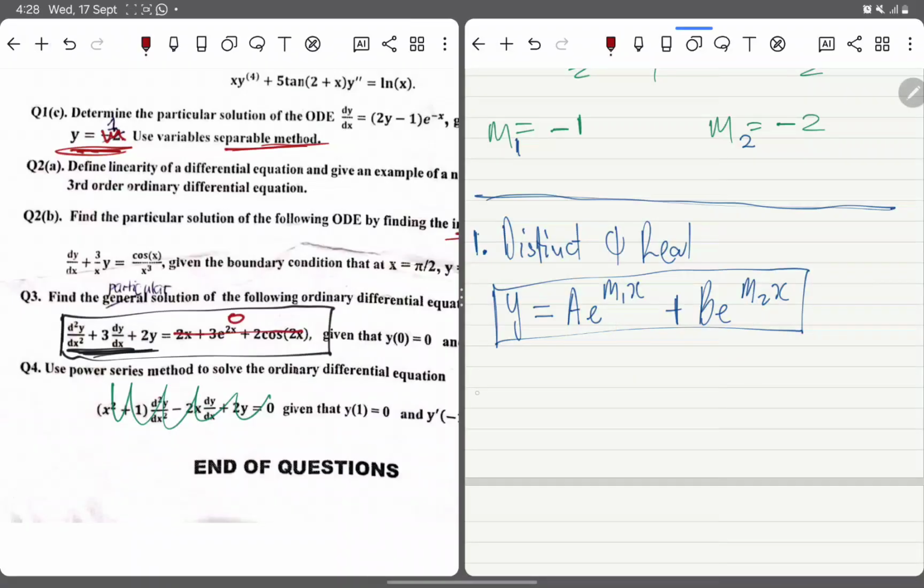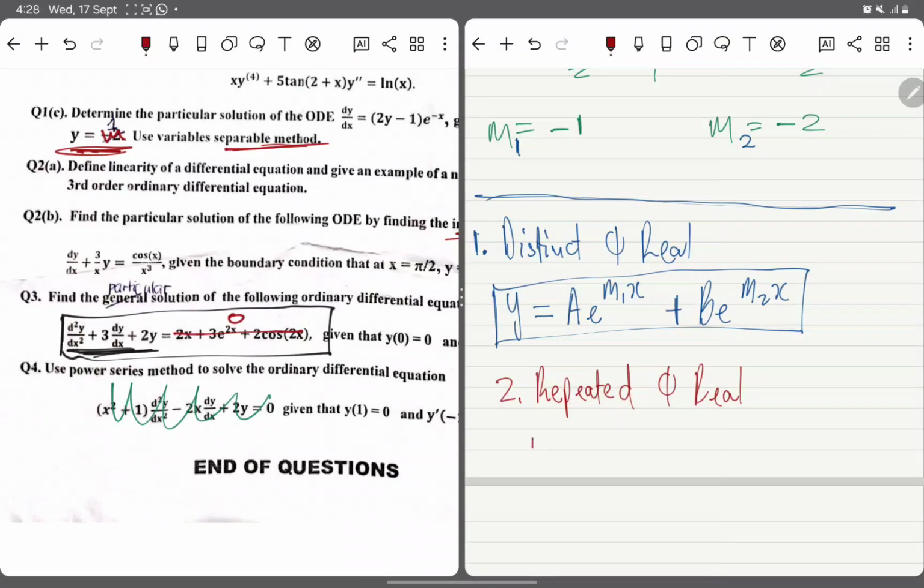Now let's do case 2, because in the situation we've seen, our answers for m were distinct and real. One was negative 1, the other one was negative 2. So we'll use this situation. But that's not the situation you always get. You can get m being the same number twice, so it can be repeated and real. Let's say you get m being 2 and 2.